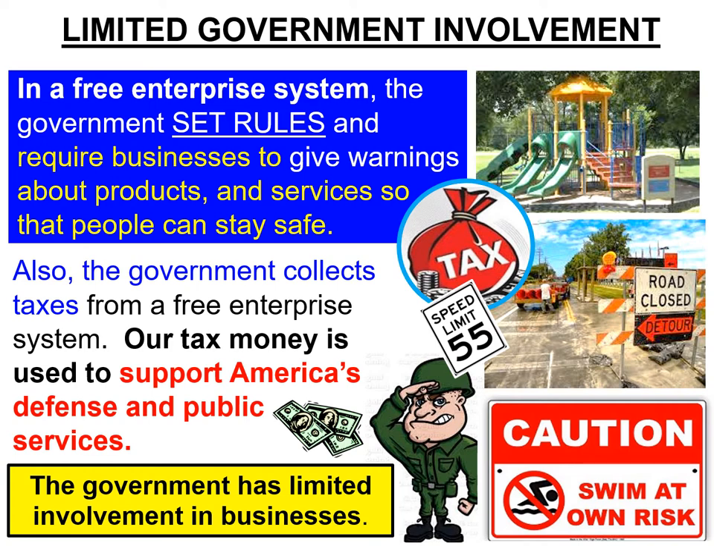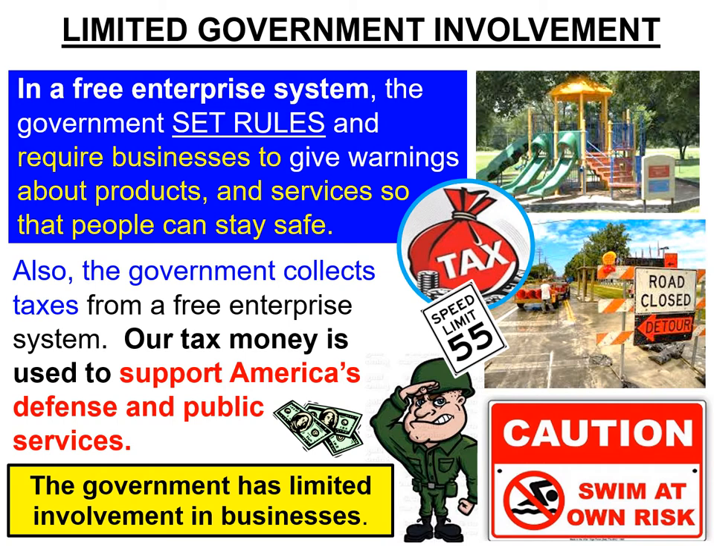Tax money, money from businesses, from companies, when they pay that to the government, that goes into, just think of it as the United States checkbook, the United States bank account. And that money, that tax money, is used to help pay for our military services. But that money is also used for public services, like the park that's down the street from where you live, or the roads that are being rebuilt. The government helps pay for that through tax money.